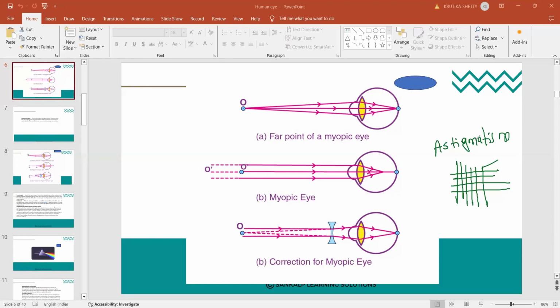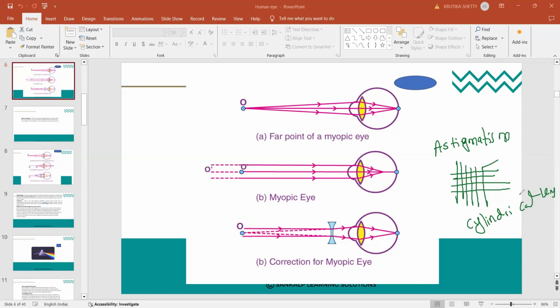This type of condition is called as what? Astigmatism. Okay, so to correct astigmatism, it is corrected by using cylindrical lenses. So astigmatism is corrected using cylindrical lenses. Okay, cylindrical lenses of suitable radius of curvature between the eye and the object.